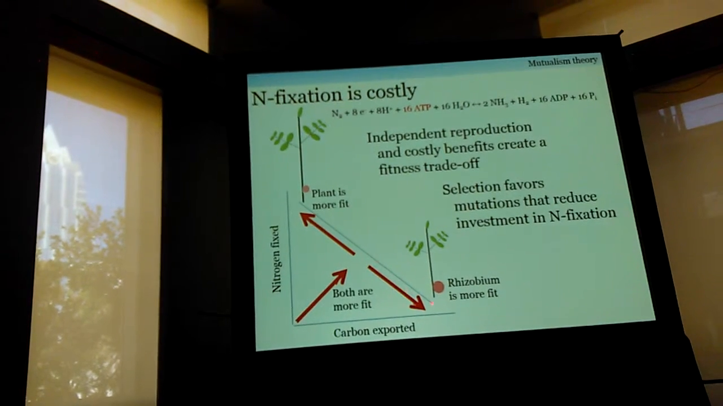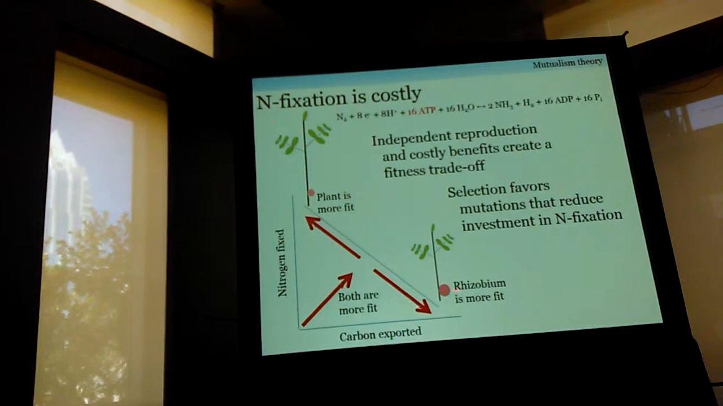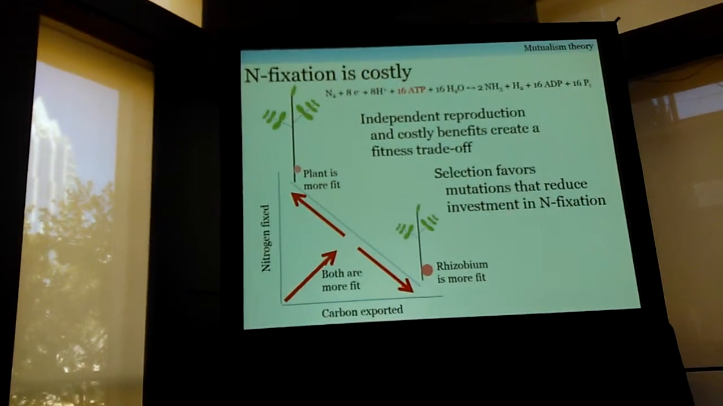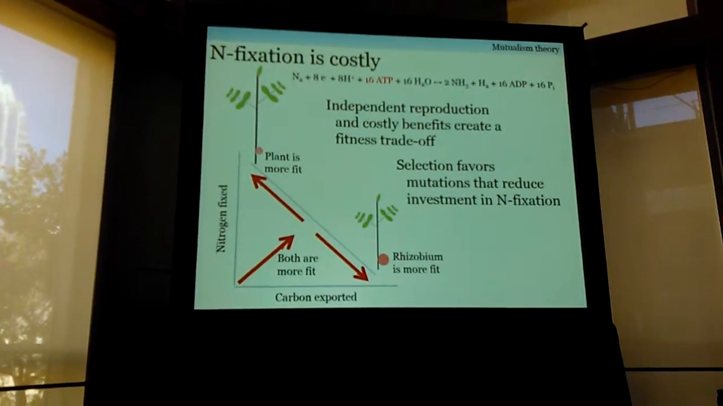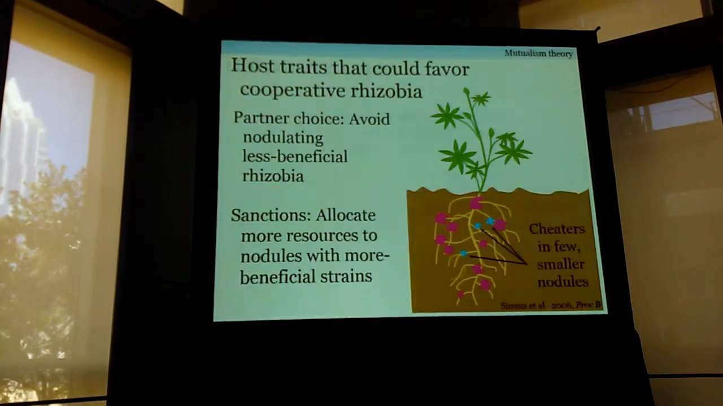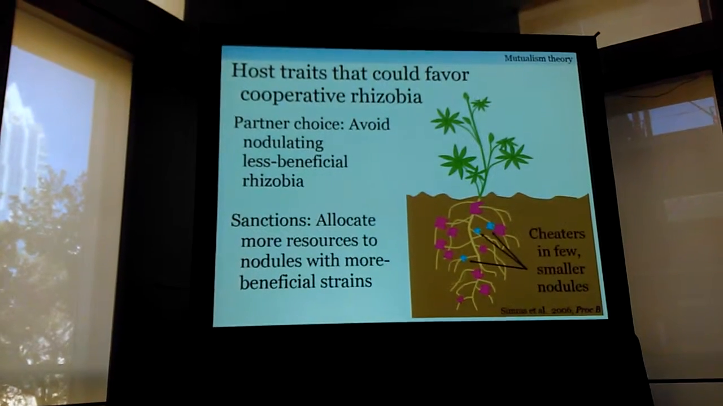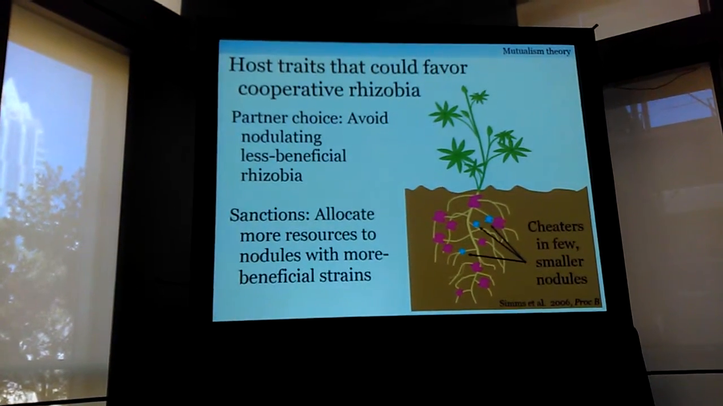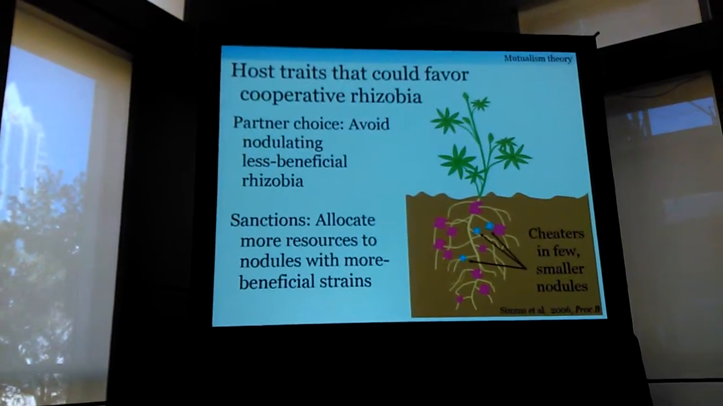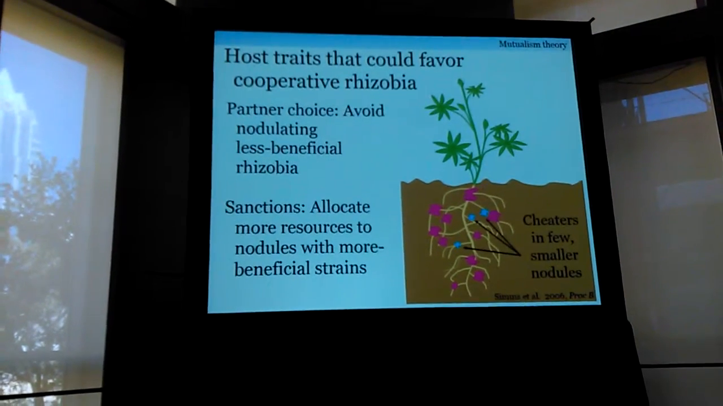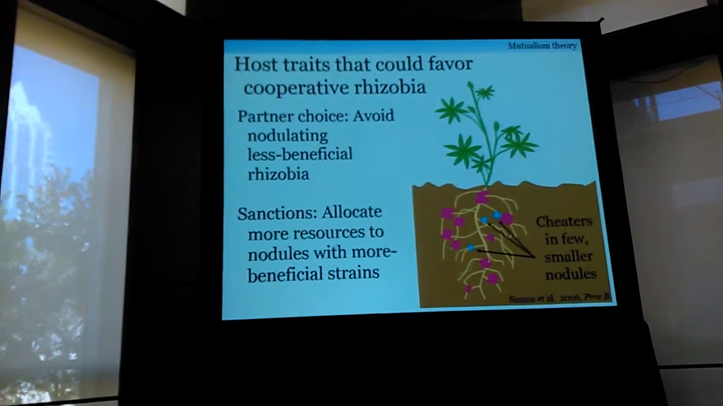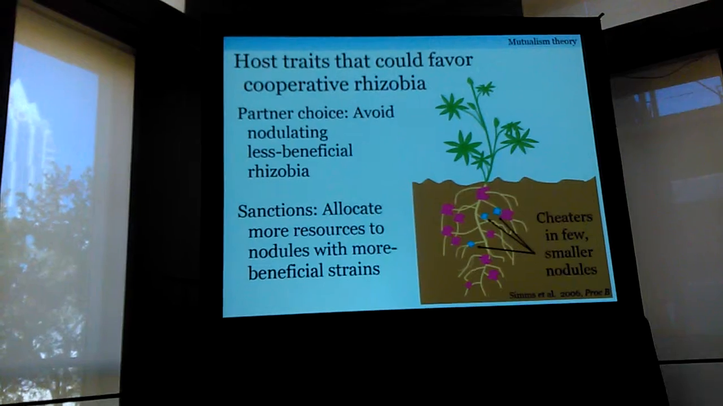So we have selection pushing for rhizobia to get more carbon for a particular amount of nitrogen, and there's selection pushing plants to get more nitrogen for less carbon. So that has been thought to be a problem that might destabilize the mutualism. And it's been proposed, as we heard a couple talks ago, that there are a number of different mechanisms that could help stabilize this mutualism.